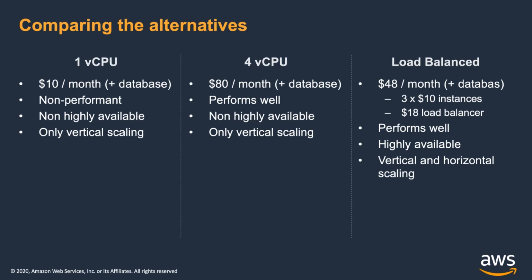So if you don't want to add more servers, if you don't want to go with a load balanced approach, your only way of dealing with performance is always going to be just to buy bigger machines, which is what we did in the second option. So that 4 vCPU machine is $80 a month.